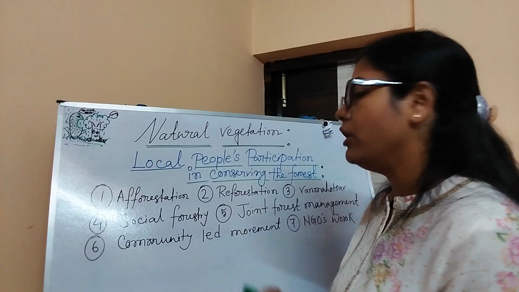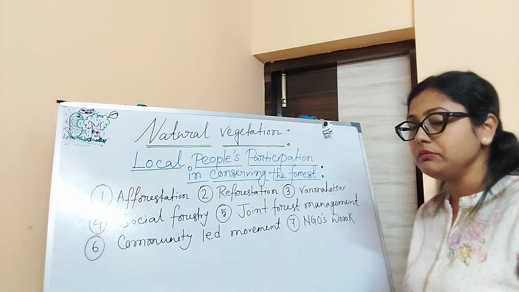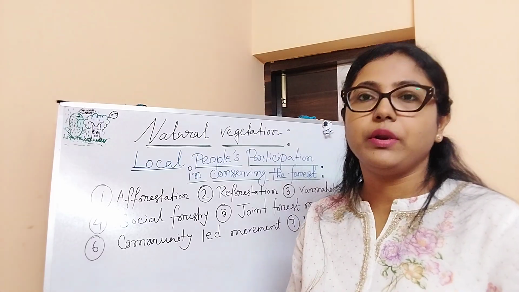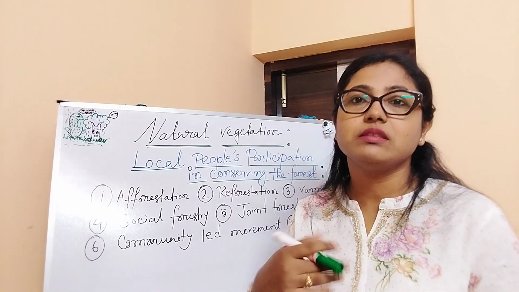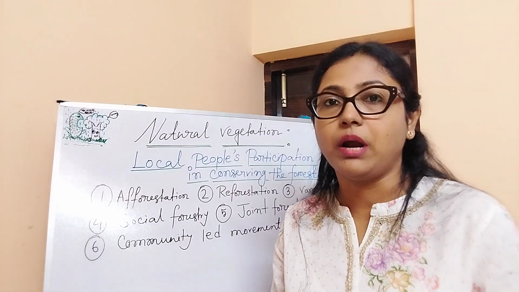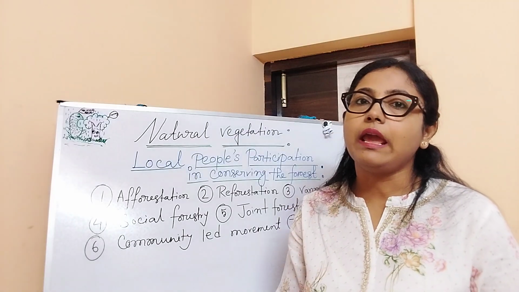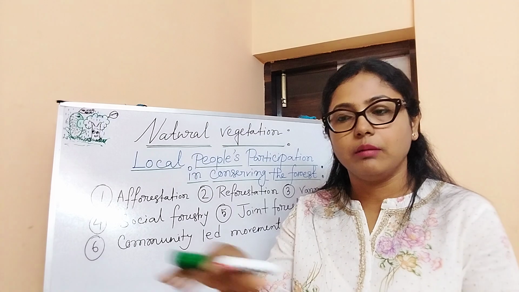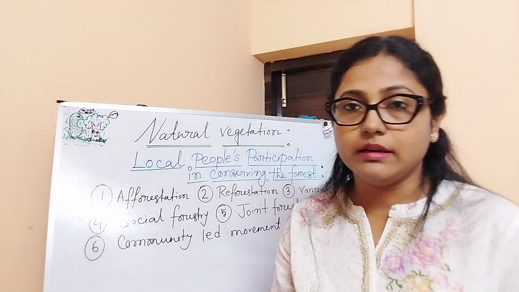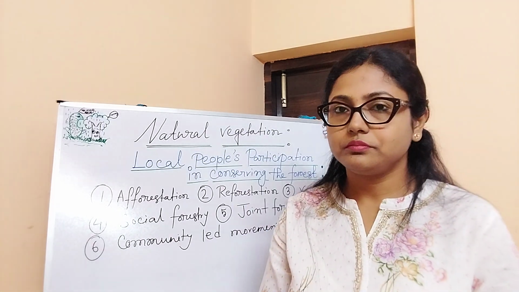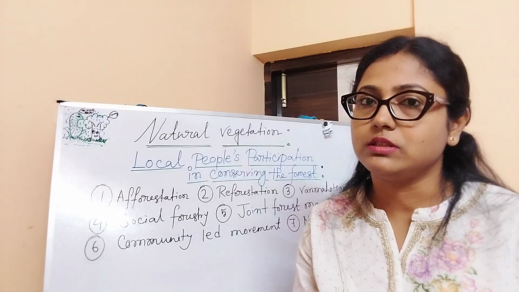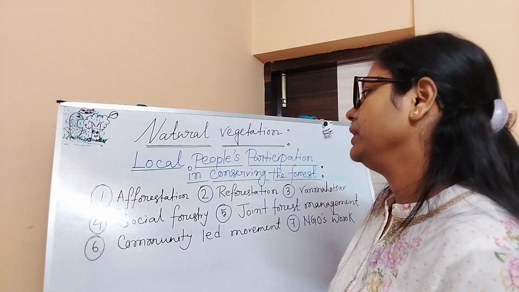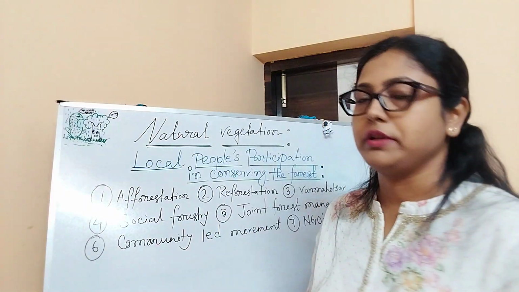The next one is Van Mahotsav. We celebrate Van Mahotsav mainly in the first week of July. Saplings are supplied by the forest department, and local people plant the trees in different areas, in the school ground or in the community area. So through Van Mahotsav also, forest cover can be protected and conserved.